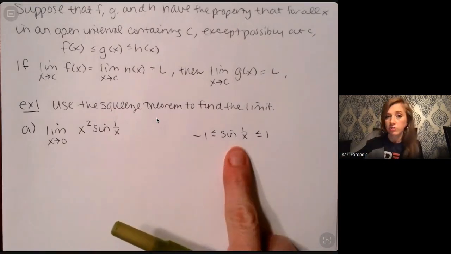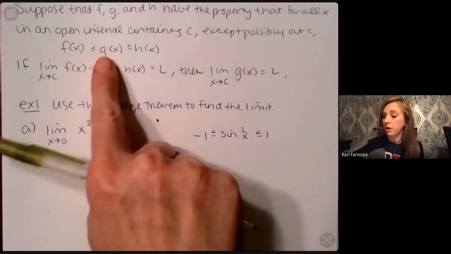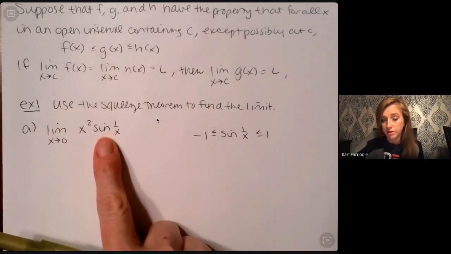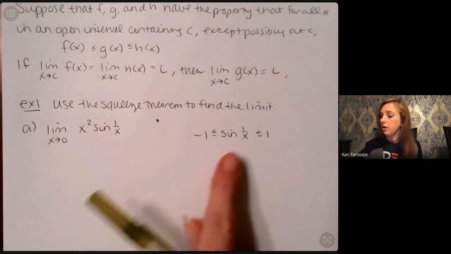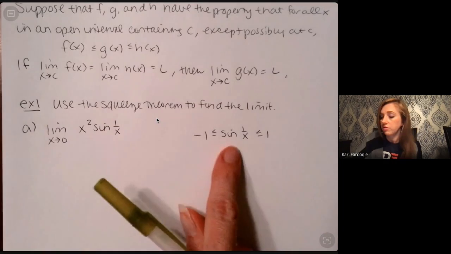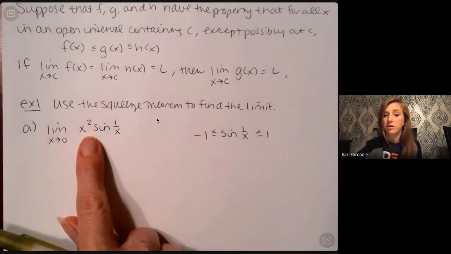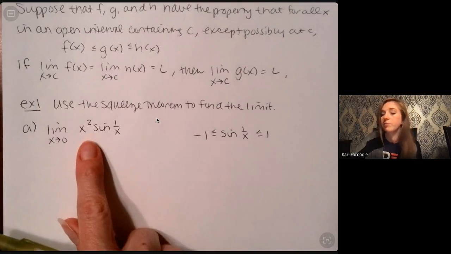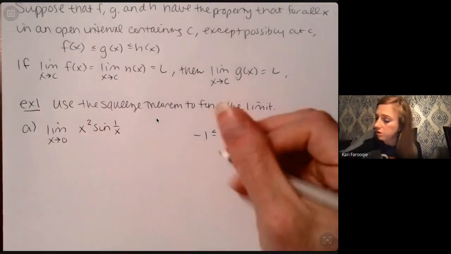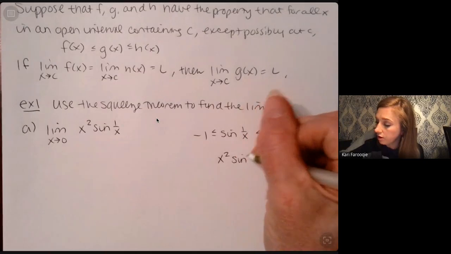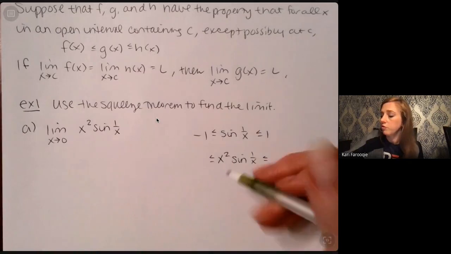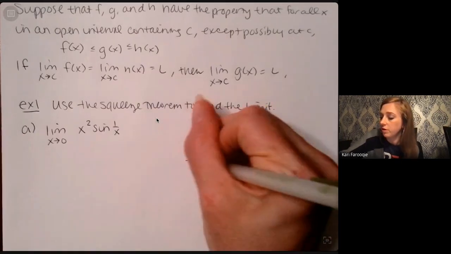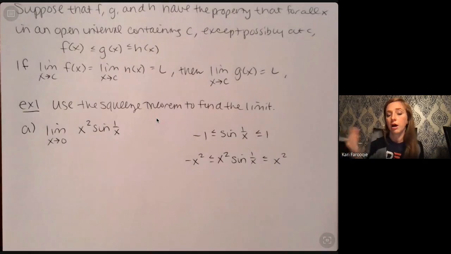So this function inside my inequality is going to be my g of x, but I have to build it so that it matches the given function in example 1a. I'm close. Right now I have just the sine of 1 over x. If I need this function to match, then I need for it to be x squared times the sine of 1 over x. But that's fine, because I can force it to be x squared sine 1 over x. But what I do to one part of the inequality, I have to do to all three parts. So if I'm going to multiply by x squared there, then I also need to multiply by x squared on the outer edges or the outer pieces of this inequality.